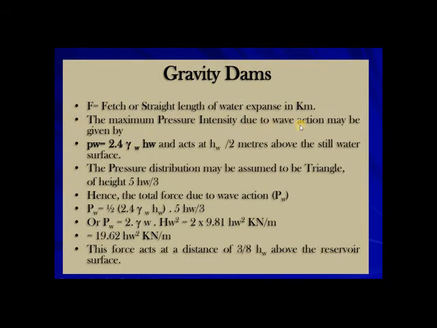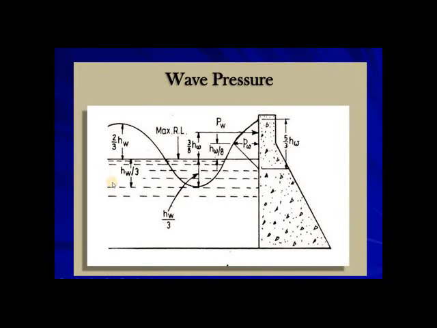The maximum pressure intensity due to wave action may be given as PW is equal to 2.4 gamma W HW, and it acts at HW by 2 meters above the still water surface. HW is the wave height. So this is the wave. Its PW will act at a distance from the trough up to this one, equal to HW by 3, and the wave is 2 by 3 on the surface, and 1 by 3 below the surface.